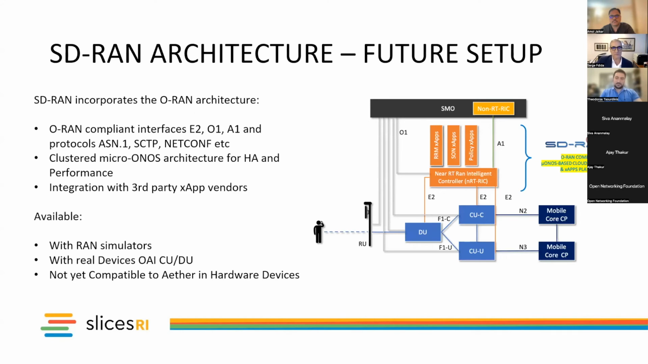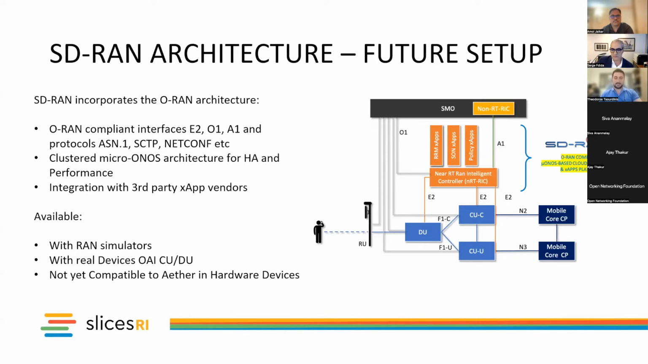We also started to experiment with the SD-RAN, which by this time is compatible only with OpenAirInterface UEs and RAN simulators. The SD-RAN incorporates the O-RAN architecture, as it exposes all the necessary OpenRAN interfaces, such as the E2, O1, as well as the corresponding protocols, such as SCTP, NETCONF, etc. It also uses its own controller, the ONOS controller, which is suitable for high availability and performance and can be integrated with third-party xApp vendors. In this way, we can experiment with OpenRAN architectures, and it's fertile ground for the development of various AI machine learning xApps.